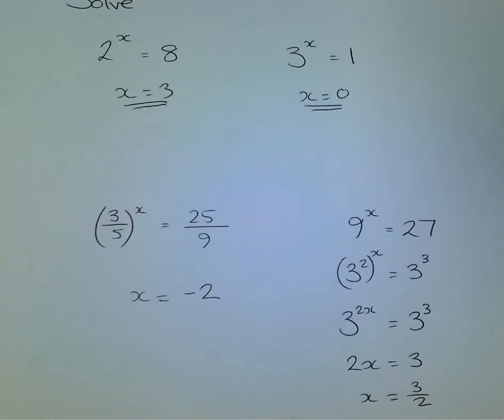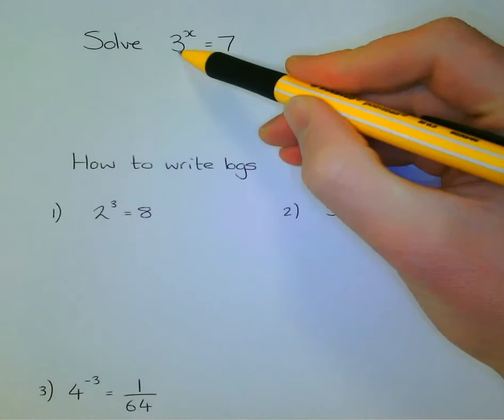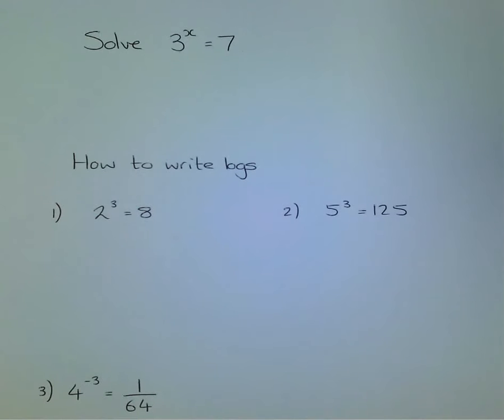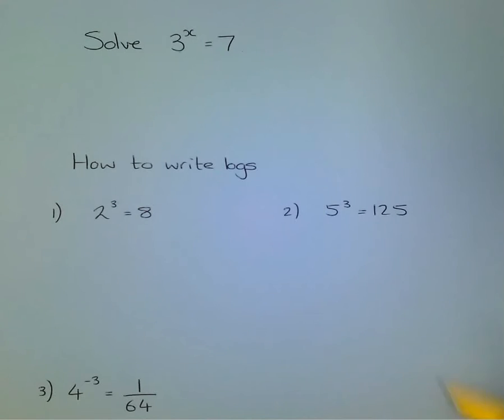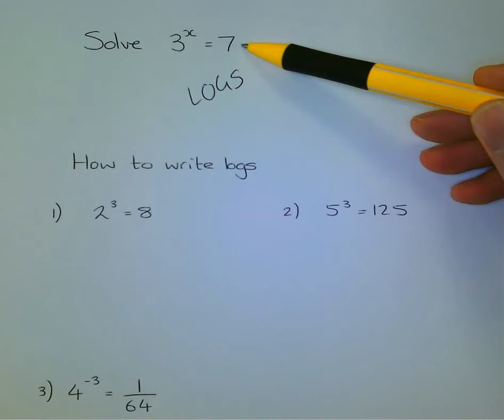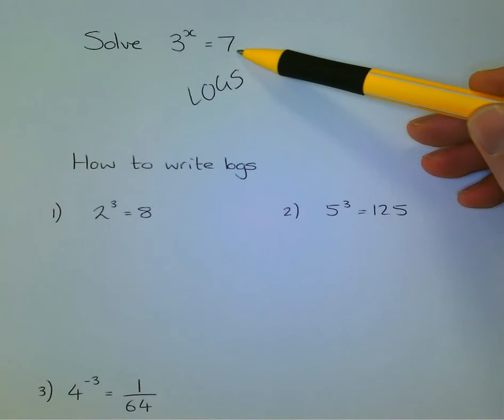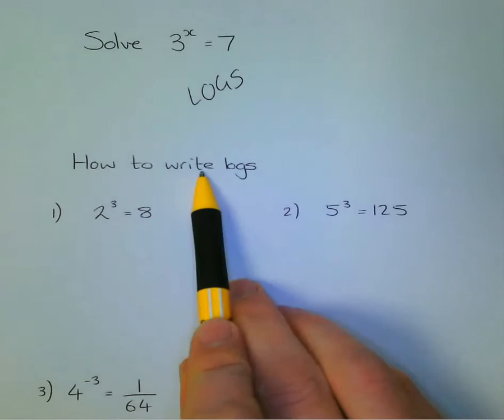Okay? But that's all well and good. When I change it to this, solve 3 to the x equals 7, well, that's not obvious for one, and I can't rewrite these with the same base value. So this is why we have logs. Now there are 2 options to solve this. We're going to go over one option today, but there's another option, which is the option I tend to go for because it works for every question. So let's learn how to write logarithms.